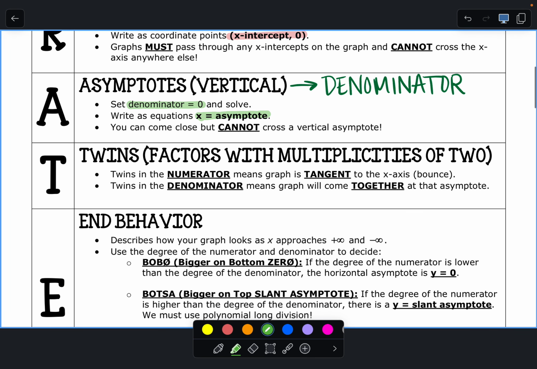Now, for today, you don't need to worry about the twins. We're going to spend a whole day on just tangency and togetherness later on. So we're going to skip over that for now.